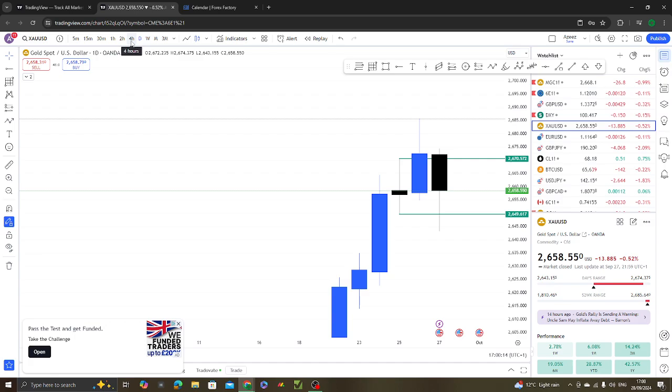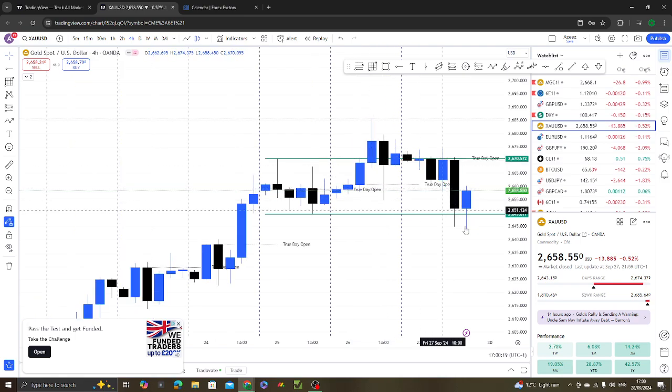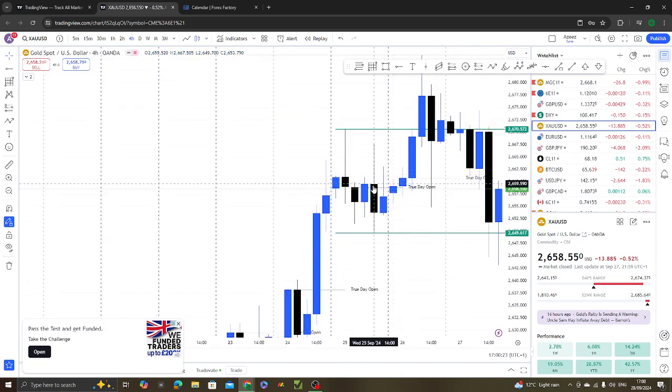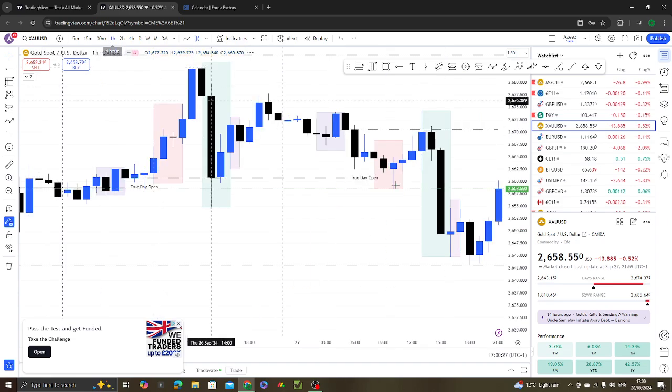What you do next after daily analyzing, and then you put wick to wick, you go to 4-hour time frame. Okay. Now you go to 1-hour time frame.